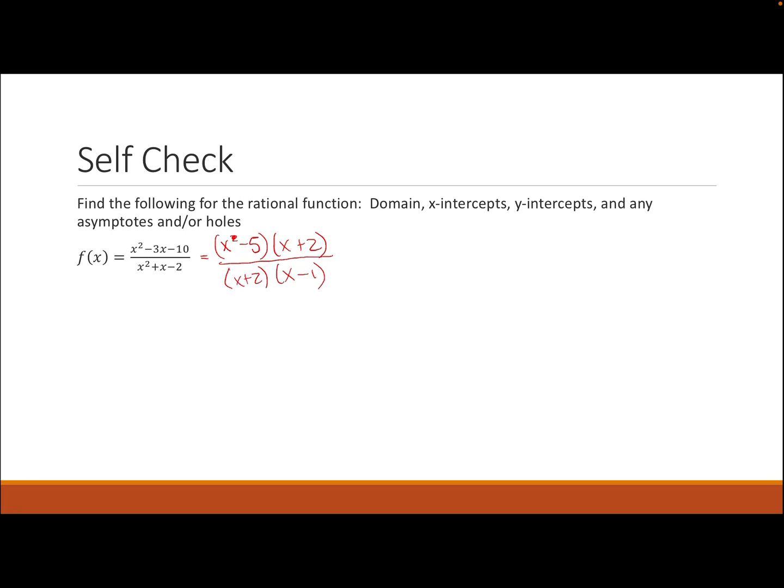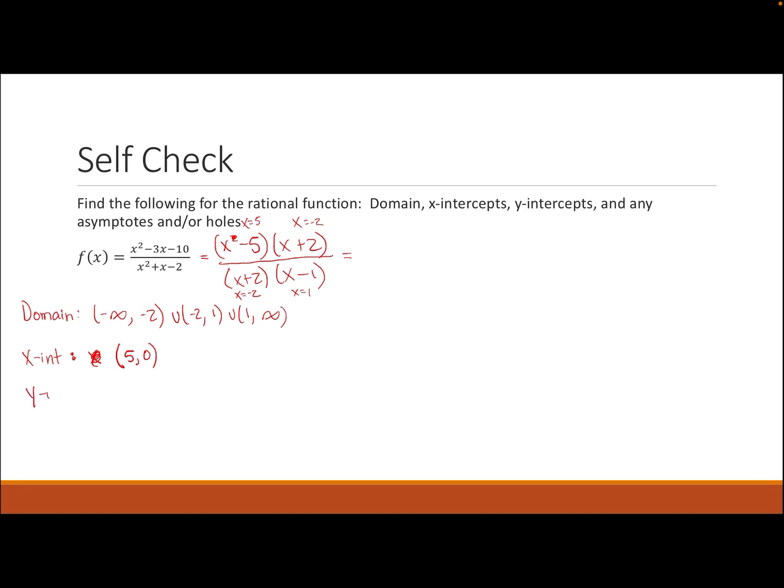And so our domain, let's write this down. Domain is negative infinity to, let's see, x equals -2, x equals 1. So negative infinity to -2 union -2 to 1 union 1 to infinity. The x-intercepts are the values where the function equals 0 and the fraction equals 0 in the top. So that's going to be when x equals 5 and when x equals -2. Well, x can't be -2, so the only x-intercept, which we write as a point, is 5, 0.